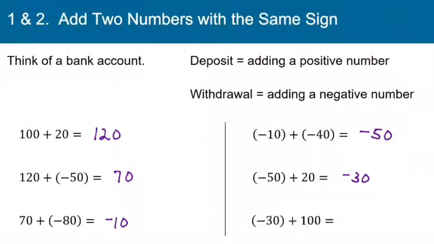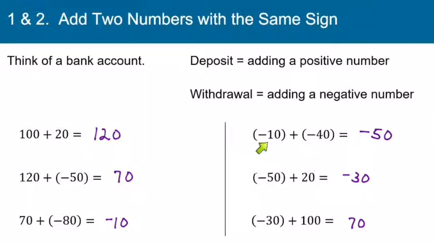And then if you take that negative 30 and you add a $100 deposit to that, now you're $70 to the good. So really, even though you might not have thought you knew the rules for adding positive and negative numbers, you really do know the rules quite well. Let's look at what happened here. If you add two positive numbers together, then you add them and you keep their sign. A positive plus a positive gave us a positive answer here.